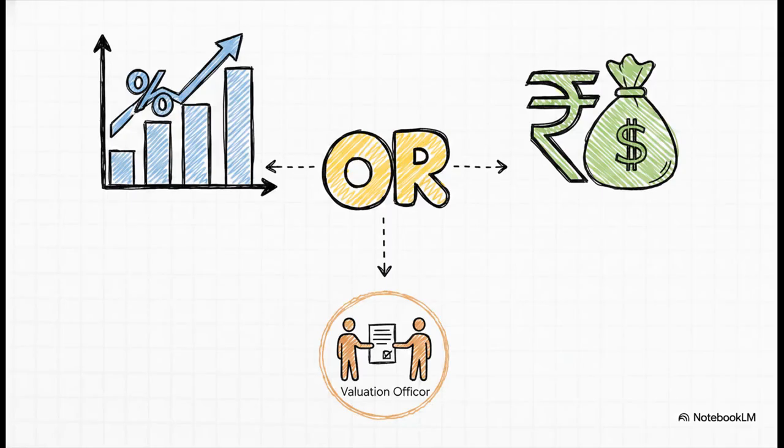Well, Rule 55 of the Income Tax Rules 2026 lays it out very clearly. An AO can make a reference to the valuation officer if their estimate of the fair market value is higher than your declared value by either more than 15% of your value or by more than 10 lakh rupees. And remember, the key word there is or. Only one of those conditions has to be met.